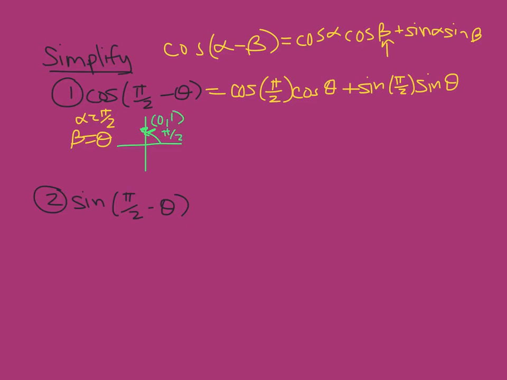So at pi over 2, cosine of pi over 2, we can see, is the x value, which is 0. I don't have a value for theta, so I'm going to just write it as cosine theta. Sine of pi over 2, that's my y value, so that's going to be 1. So actually, if I just simplify this out, I am going to just get sine of theta. That is an identity that I think we've seen before, but I think it's good that I can show you where it comes from.